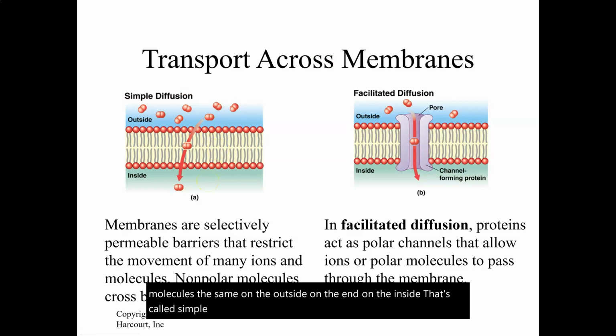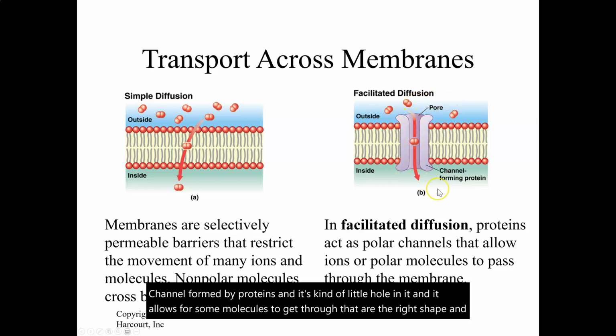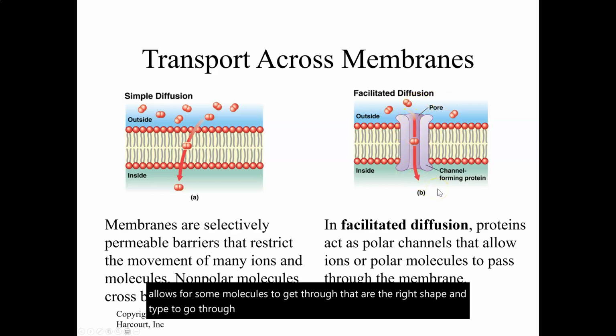But bigger molecules can't do that. And some parts of our cell membrane have pores in them, which are just little holes. This is a protein channel formed by proteins, and it's got a little hole in it, and it allows for some molecules to get through that are the right shape and type to go through this cell membrane. That's called facilitated diffusion.